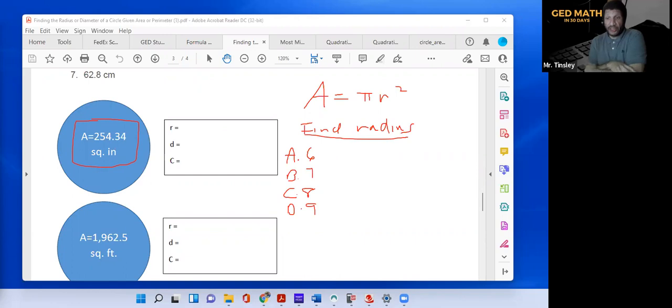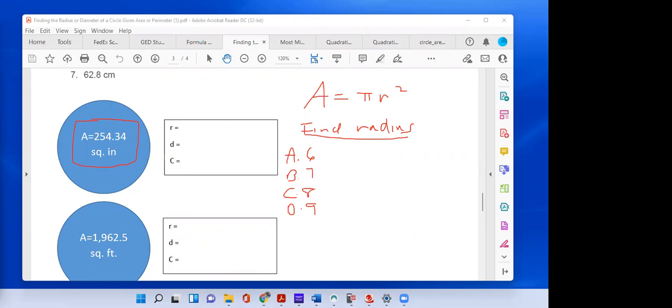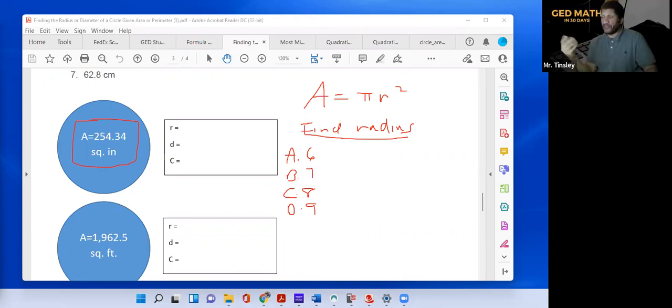Give me the answer in the chat. No, it's either A, B, C, or D. A is 6, B is 7, C is 8, D is 9. So either A, B, C, or D. What's the radius? A, B, C, or D?